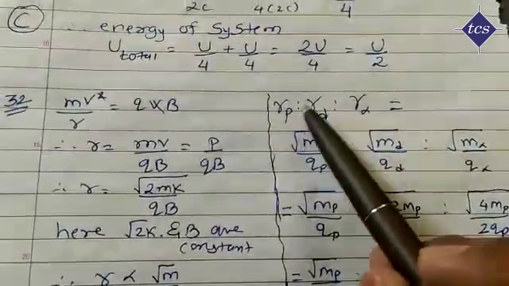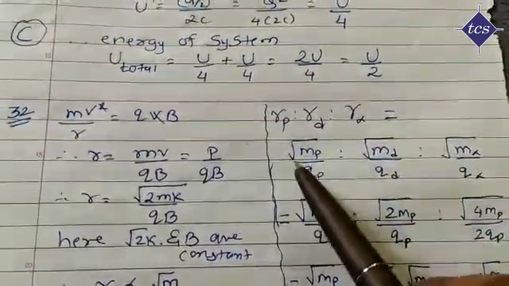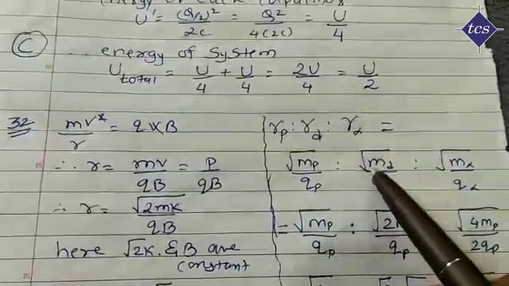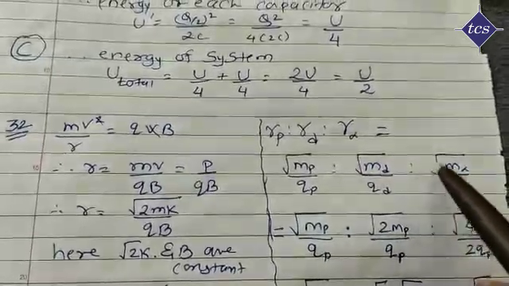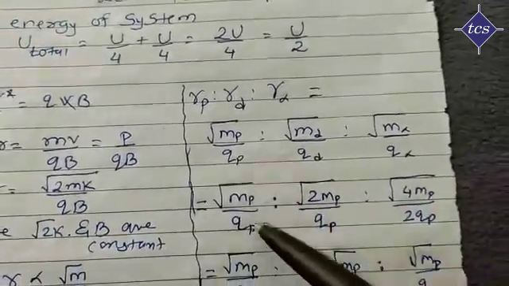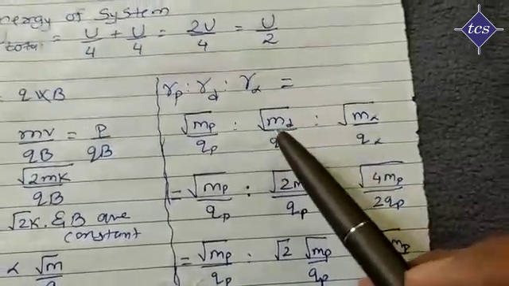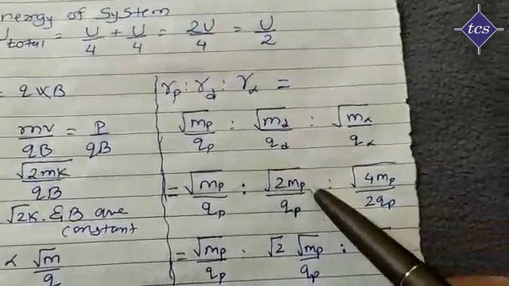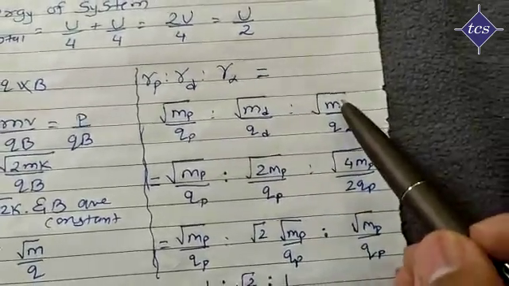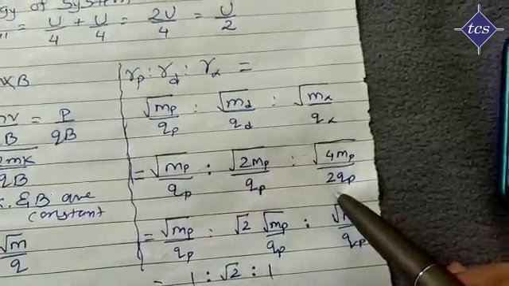So radius of proton is to radius of deuteron is to radius of alpha particle equals root of mass of proton upon charge of proton is to root of mass of deuteron upon charge of deuteron is to root of mass of alpha upon charge of alpha. Now keep this root of mp upon qp as it is. Mass of deuteron is twice that of proton and charge of deuteron is the same as that of proton. Mass of alpha particle is 4 times the mass of proton and twice the charge of proton.